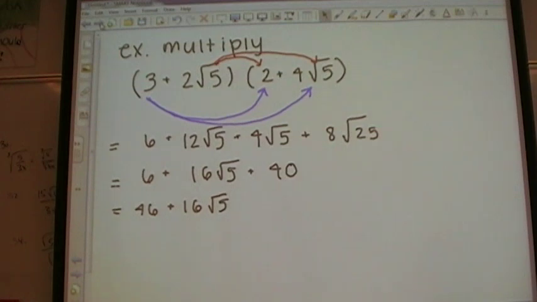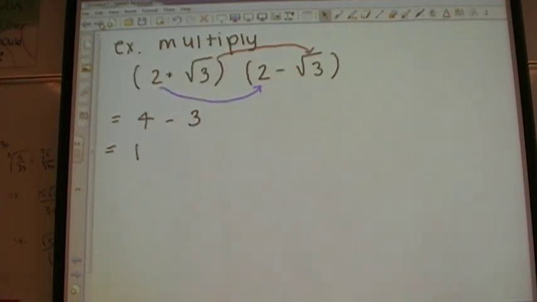So let's look at an example of that. 2 plus root 3 and 2 minus root 3 are conjugates. So all I have to do is multiply the first and last. What's 2 times 2? 4. What's root 3 times root 3? 3. And 4 minus 3 is just 1.